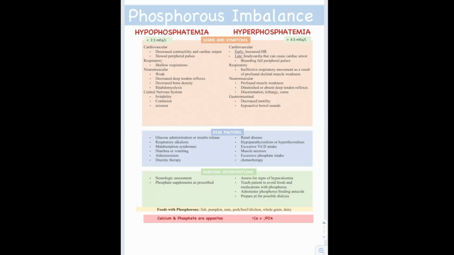All right, let's talk about a phosphorus imbalance. So we have hypophosphatemia, which is less than 2.5, and we have hyperphosphatemia, which is greater than 4.5. Again, we're looking for differences.